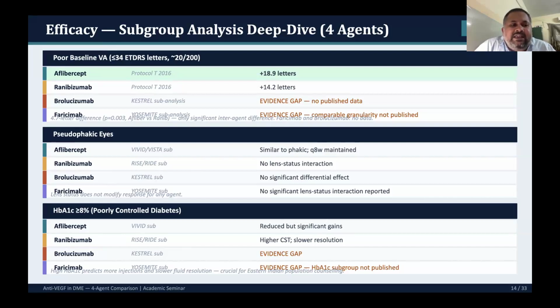For brolucizumab and faricimab, there is an evidence gap, so it's difficult to compare. Now, in pseudophakic eyes, for none of the agents did they find a very significant difference between phakic eyes and pseudophakic eyes. The data remained relatively constant.